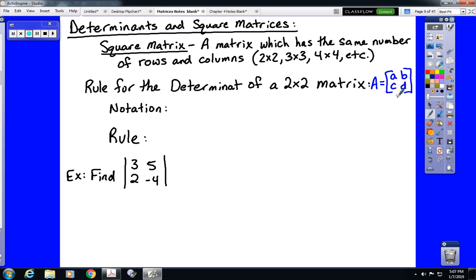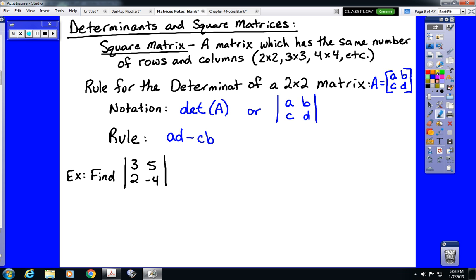There are two ways that they could ask for the determinant, notationally speaking. They could use the abbreviation DET for determinant, and then tell you what matrix to find the determinant of, in this case A. Or they could just simply write the matrix, only they could leave off the square brackets and use absolute value symbols. If they do that, that is telling you that they want you to find the determinant. Now, the rule for doing this is very, very simple. We're simply going to do top left times bottom right, or A times D, minus bottom left times top right, C times B.